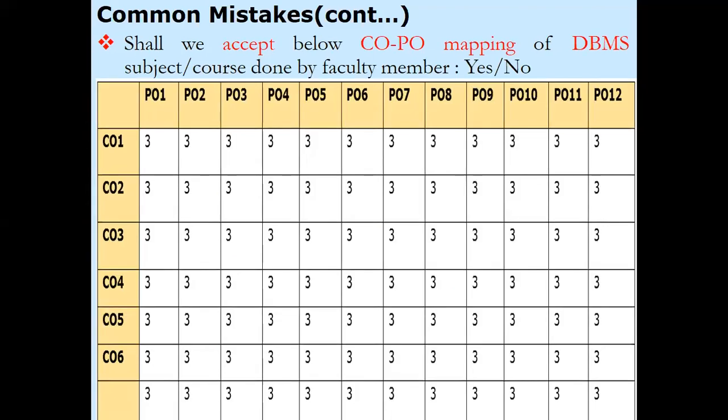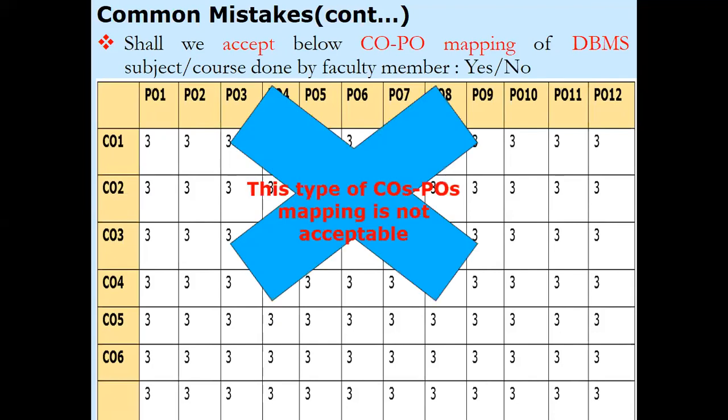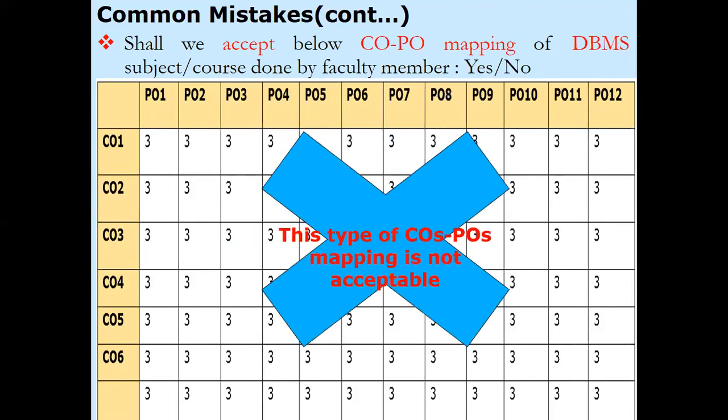Now, the same thing here. I'm taking a DBMS subject. Here, shall we accept the below CO-PO mapping with respect to the DBMS subject? This mapping is done by the faculty member. The answer is no. Here, all the CO-PO mapping is done with 3 as the correlation value. For example, CO2 is mapped with PO1, the strength is 3. CO2 is also mapped with PO2, the strength is 3. This type of mapping cannot be acceptable.